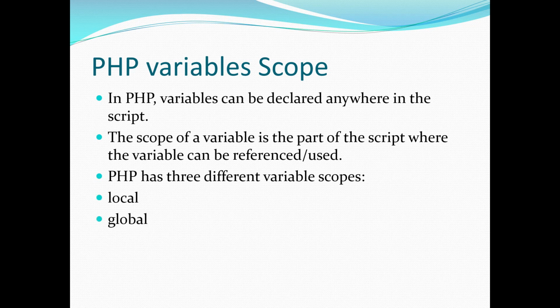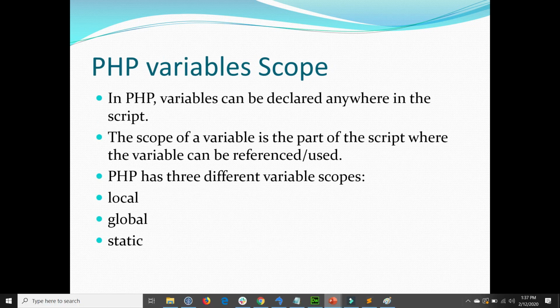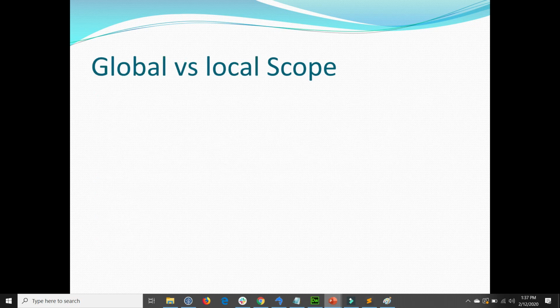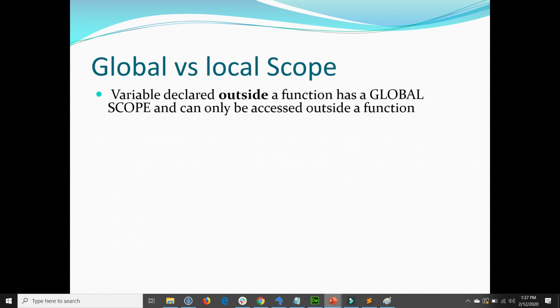What is the difference between global and local scope? A variable declared outside a function has a global scope and can only be accessed outside a function. For example, this is PHP code where we declare a variable x and its value is 5.